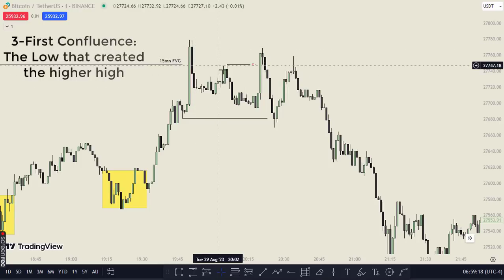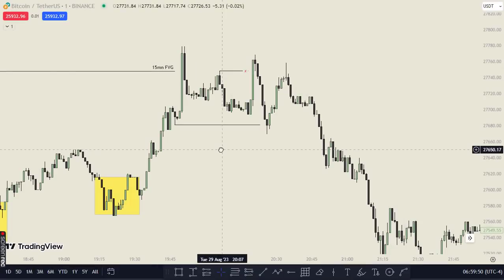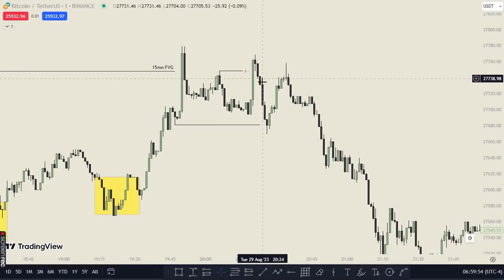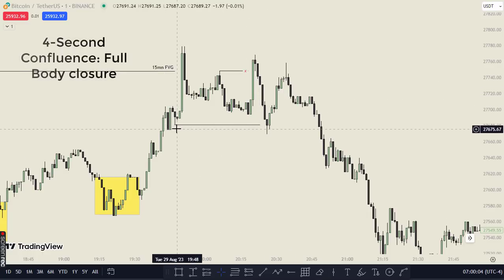For example, here, right? This is called the manipulation leg, right? This is called the manipulation leg highs. When this manipulation leg gets violated, there is a high probability again to change the order flow on the 1-minute chart. Now, the second property is this displacement leg must close the candle, the bodies of this displacement leg must close below this swing low right here.